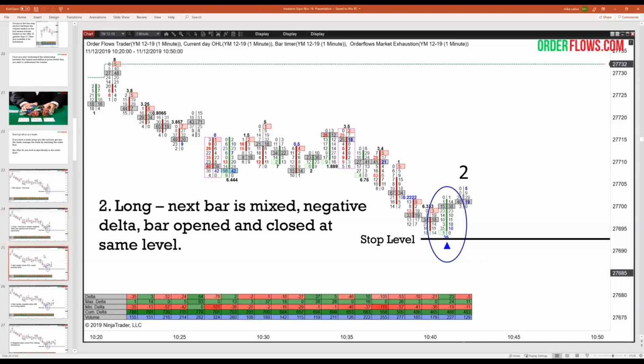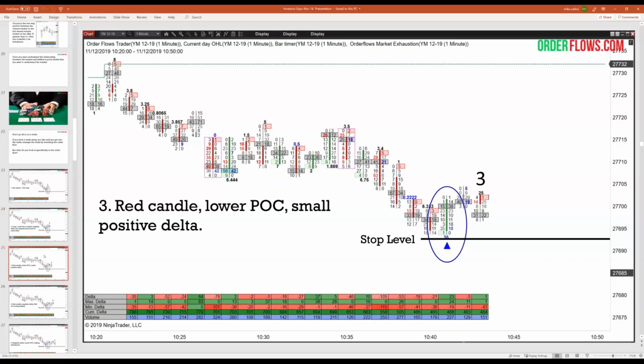The next bar after that, what happens? You got a red candle. Well, the market's not going up, right? It's going down. You got a lower point of control than the previous bar. That's also a bearish sign. Delta is small. It's +1, which could be 0. It's kind of neutral in that sense. So I'm not seeing a lot of bullish activity at this point. I'm in the trade. I'm underwater already.